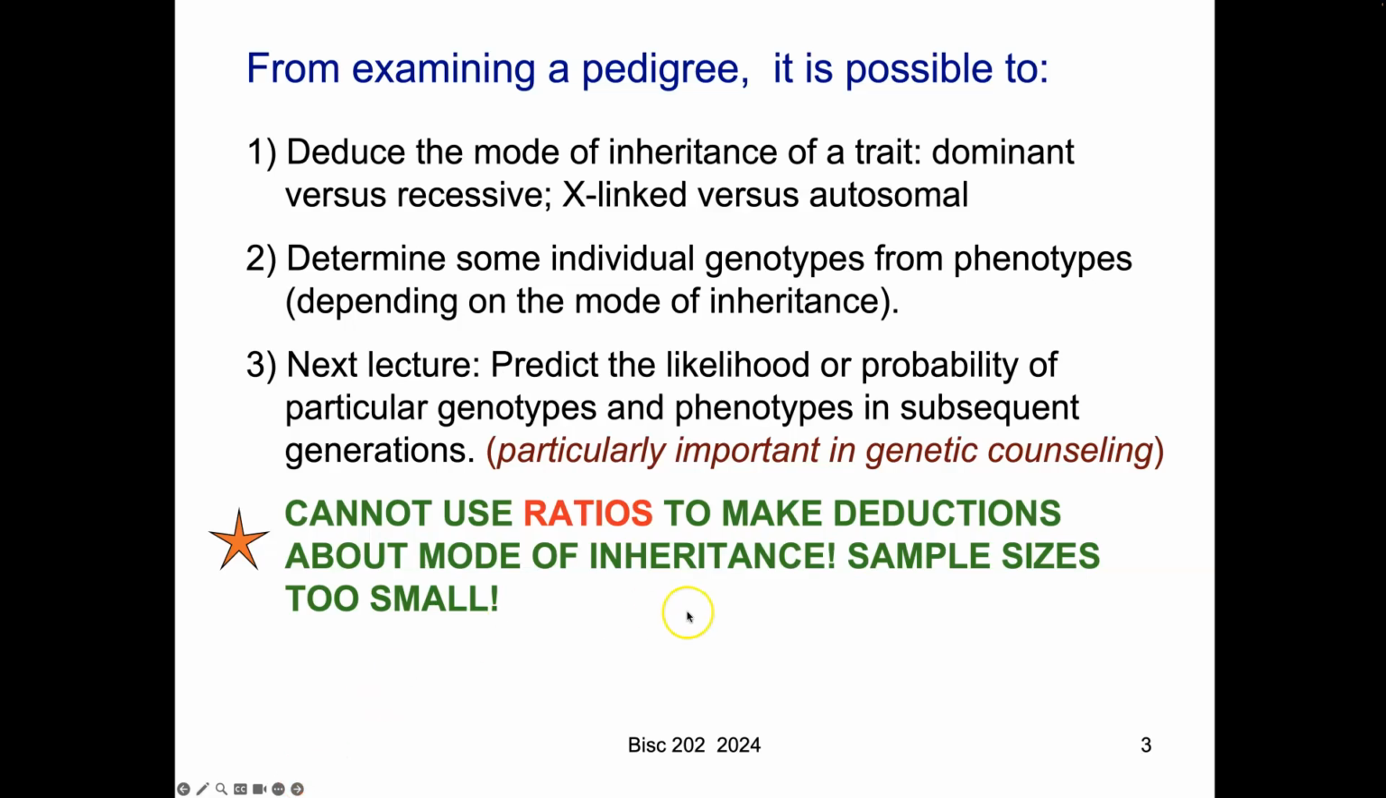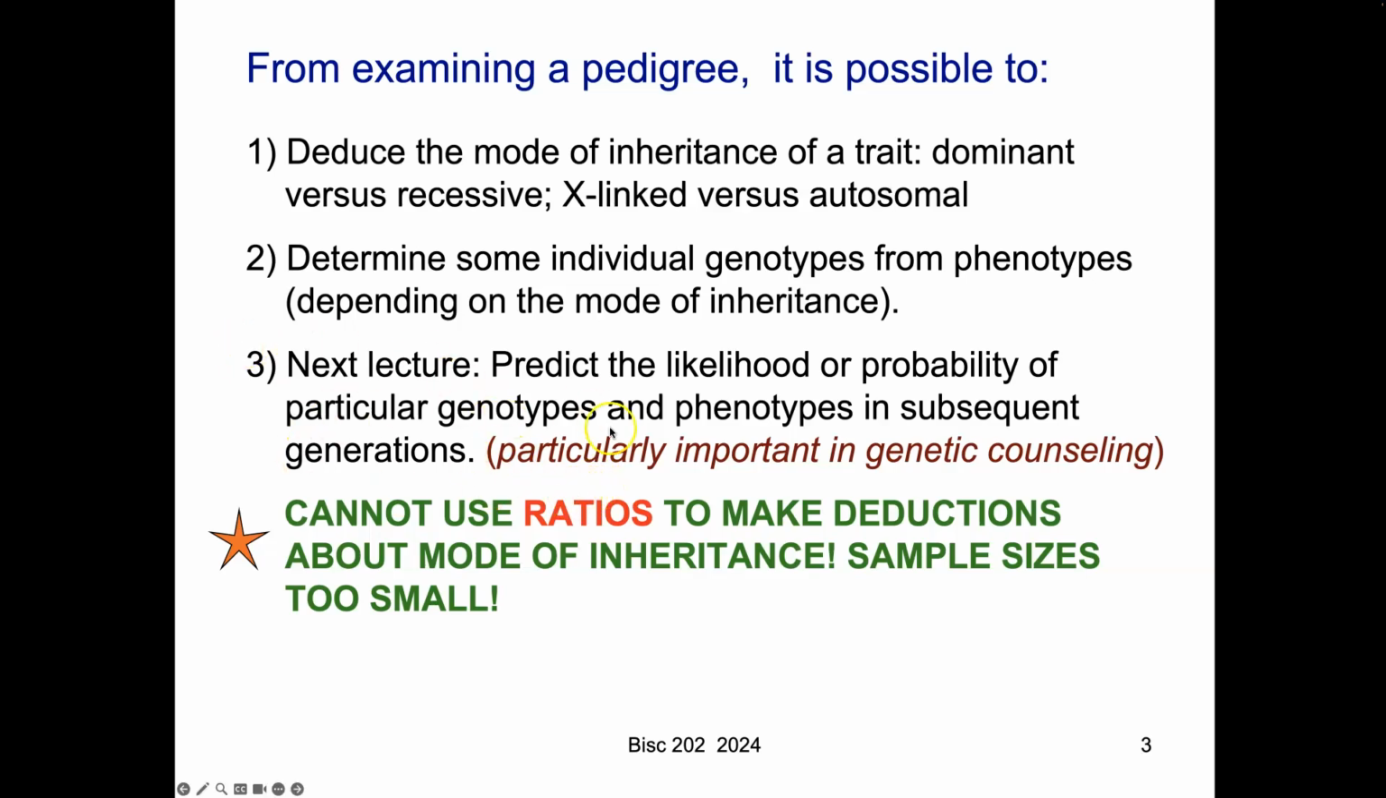You can also sometimes figure out what different people's genotypes are. If it was a dominant condition, for example, and a person didn't have it, we would know they were homozygous for the recessive allele. And that could be really helpful information for them if they're thinking about planning a family and so on.